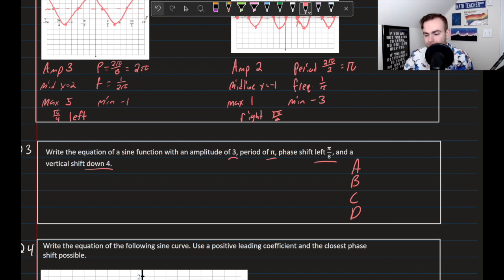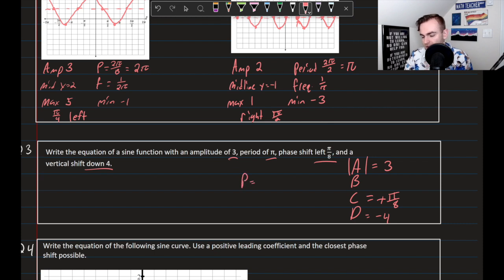What do we know? We know that the absolute value of a is equal to 3. The period is pi. Hold on to that. Phase shift left, pi over 8. So if we're going left, we're adding. So c is equal to positive pi over 8. And we're vertically shifting it down 4. So the thing we really have to find is b.